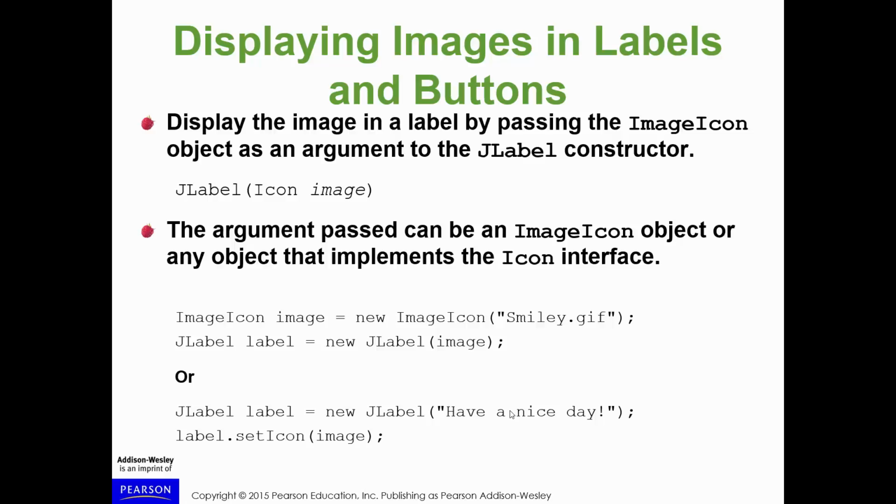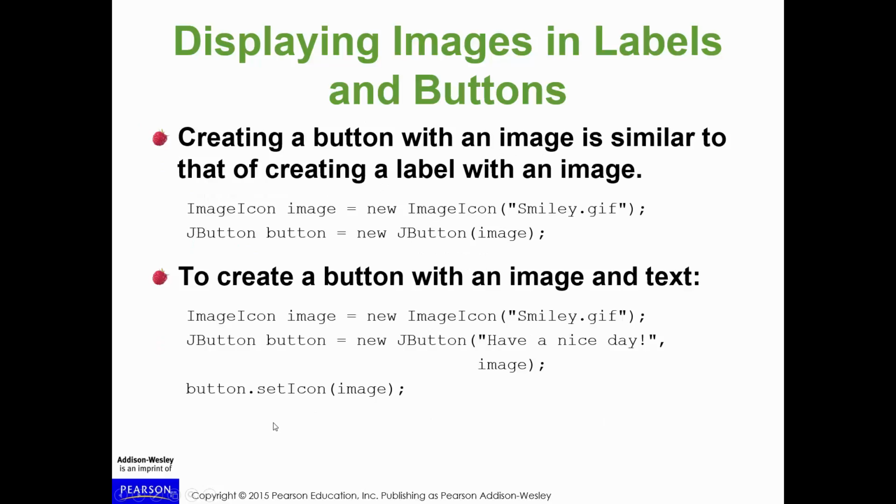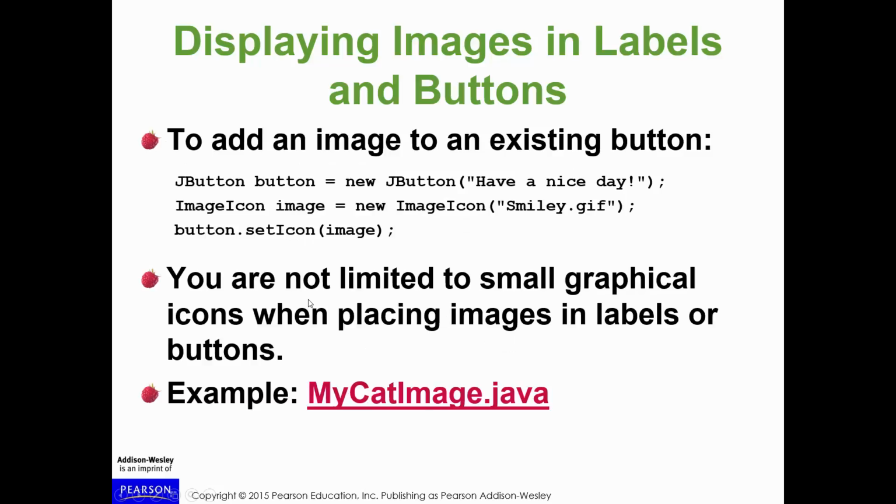As it says, you display the image in a label by passing the ImageIcon object. So again, here's an example where we're going to have a smiley GIF and we're going to have the label saying have a nice day with the image after it, so they will both be in there. Creating a button is done pretty much the same way. All right, the image, then you create the button, and you add them both on. As it says, and notice, for whatever reason, Gaddis put this in bold and bigger letters. You're not limited to small graphical icons when placing images in labels and buttons. All right, and they show an example.